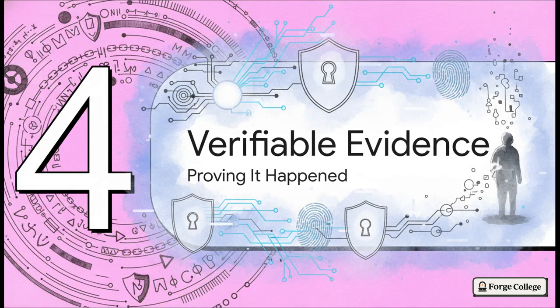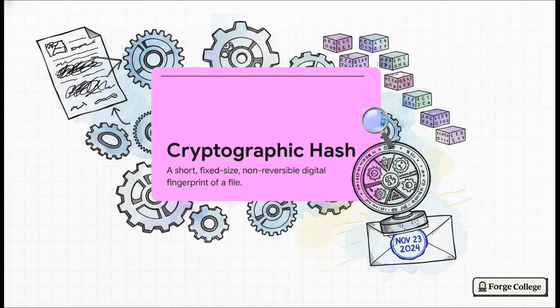All right, Layer 3, verifiable evidence. To prove something happened without exposing your identity at the top layer, the core primitive is the cryptographic hash. Think of this like an unforgeable digital fingerprint. It's a short, fixed-size string of characters generated from an entire digital file. And it is strictly a one-way street. You absolutely cannot reverse engineer the file from the hash.